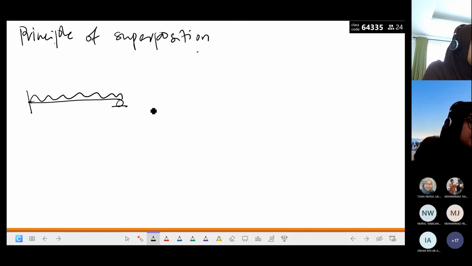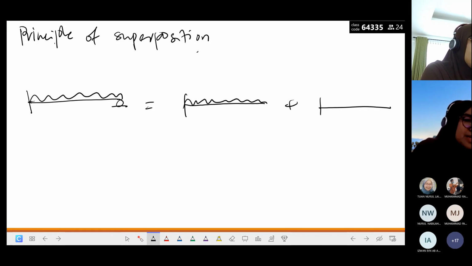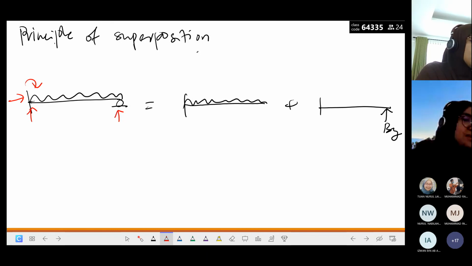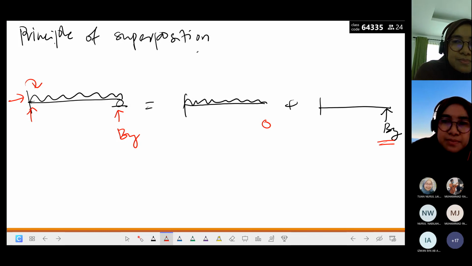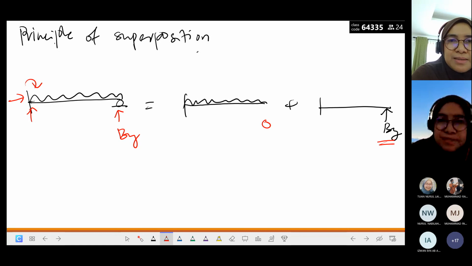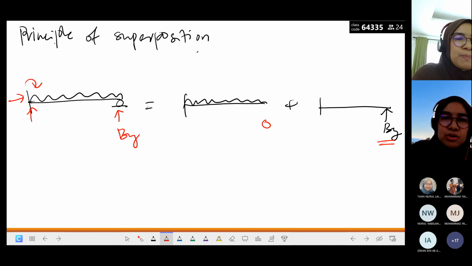This is actual. Okay, primary beam. We remove redundant. Okay, plus cantilever beam. We apply back BY. Because in actual beam, there are 4, including BY. And after removing redundant BY from primary system, so here is 0 plus BY. So we get back BY here. Do you get that? BY is equal to 0 plus BY. This is the principle of superposition. BY is equal to 0 plus BY.